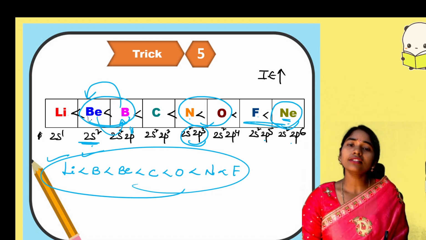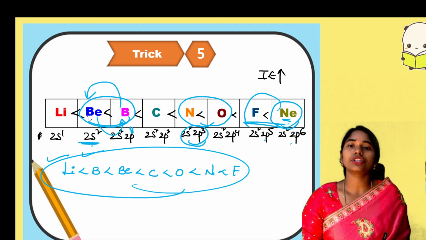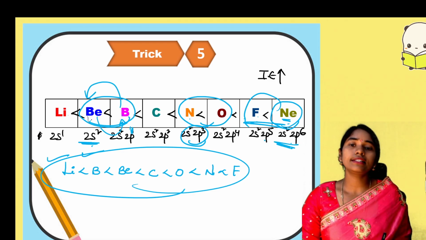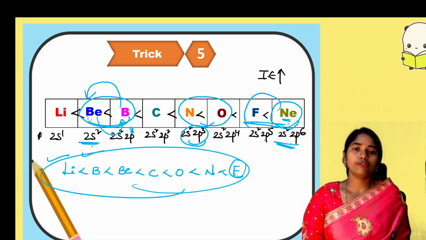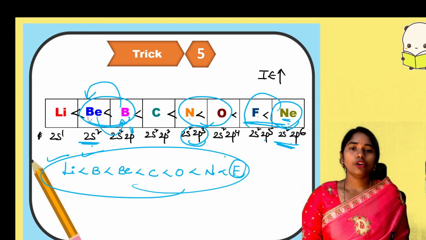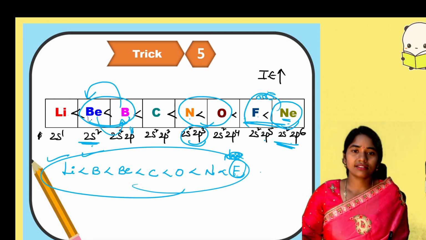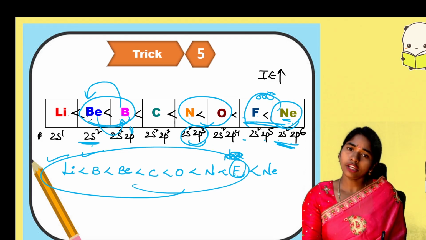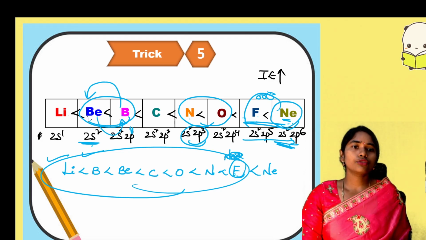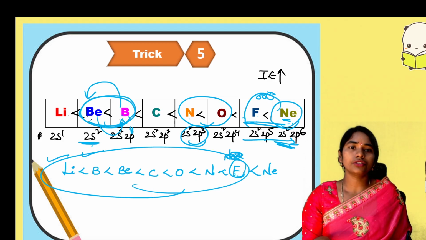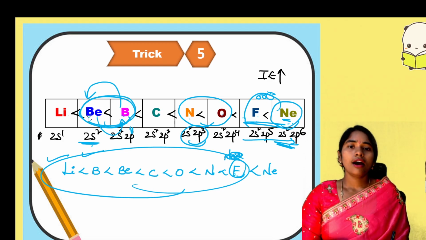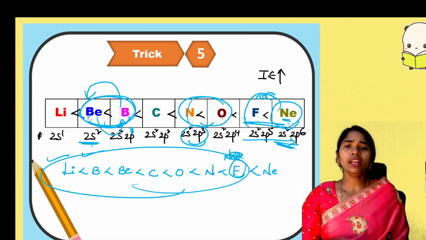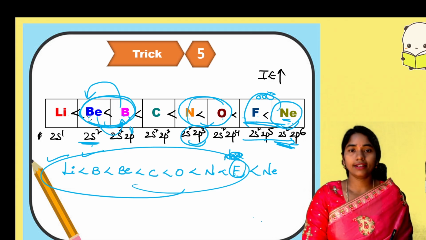Between fluorine and neon, if they ask, neon only will have the highest ionization energy because of its stable electronic configuration. Here it is already the same trend, right? No change. Got it? So in this, you only have to make two corrections. Boron comes here, beryllium comes here, oxygen and nitrogen swap here. Anyhow, fluorine and neon only have more ionization energy.